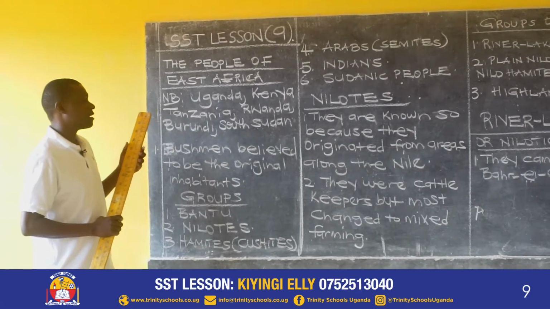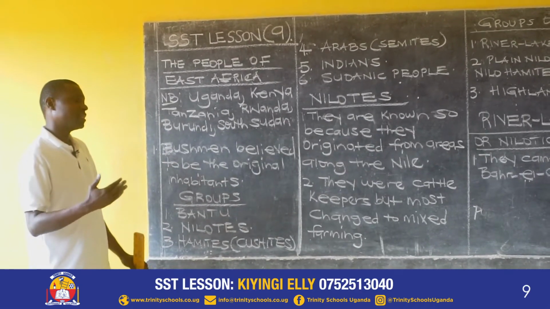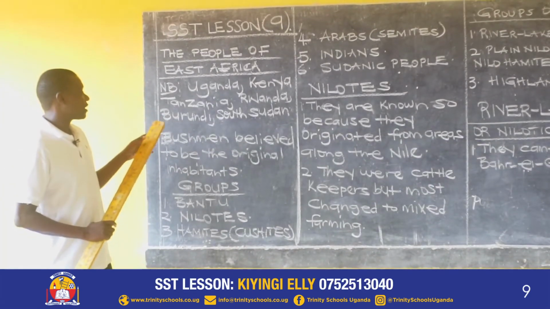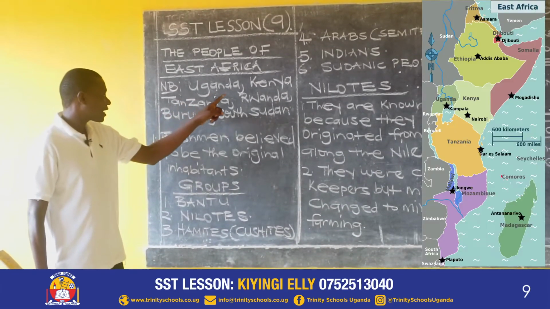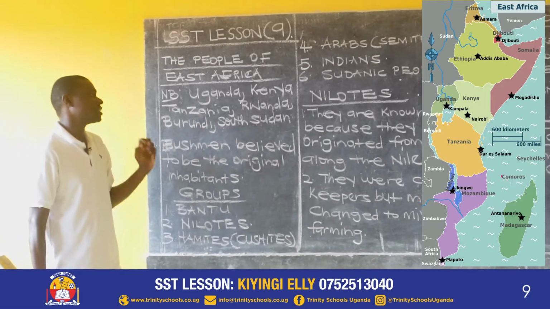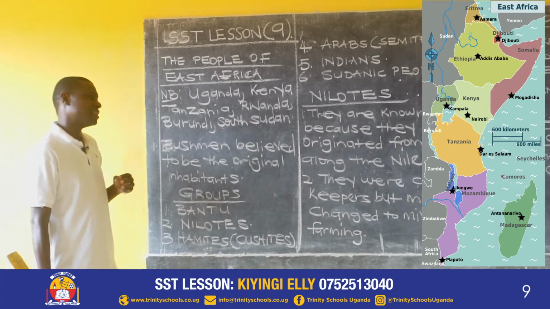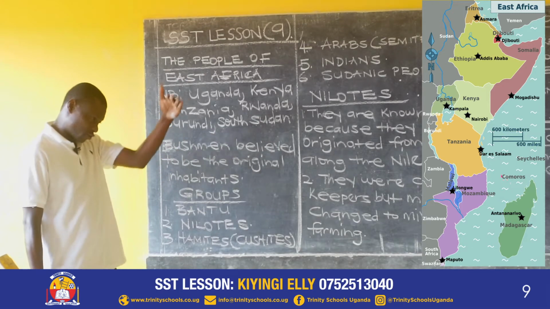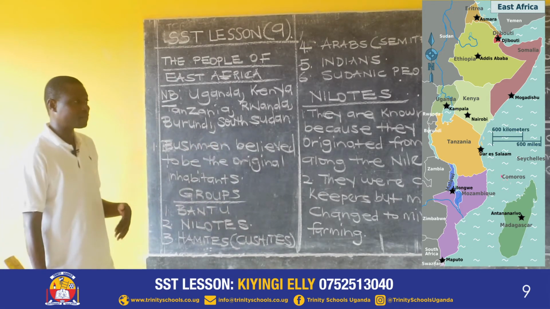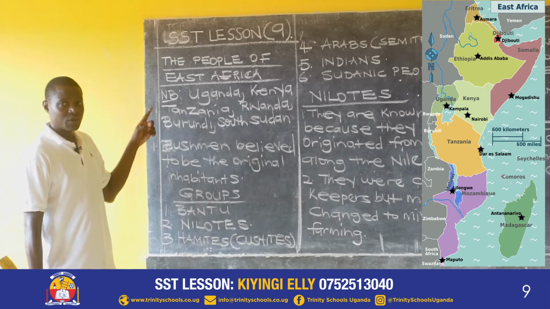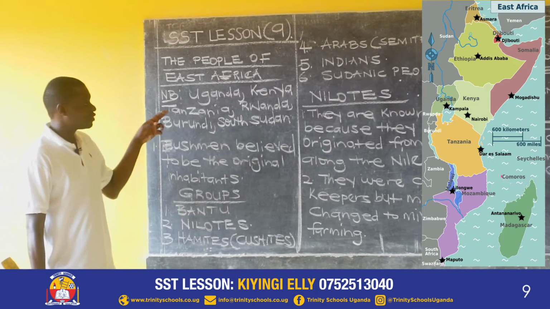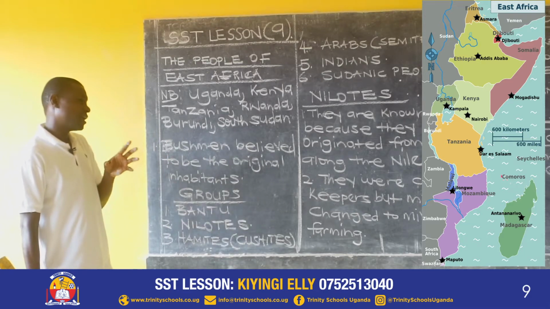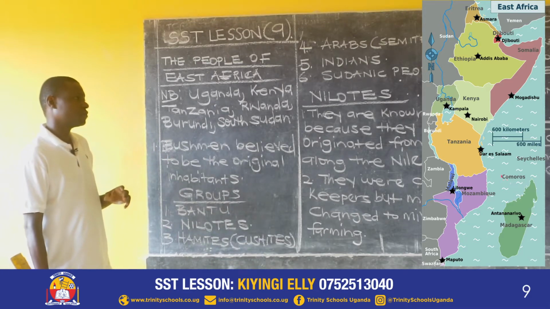The topic is the people. So the people, we talk about the ethnic groups and their tribes. So in East Africa, we are going to concentrate on Uganda, Kenya, Tanzania, Rwanda, Burundi, South Sudan. Once in a while, we can also go to Ethiopia. The Horn of Africa is part of the bigger Eastern Africa. So we are learning about which people are found in Uganda, Kenya, Tanzania, Rwanda, Burundi, South Sudan. Where necessary, we go to the Horn of Africa.